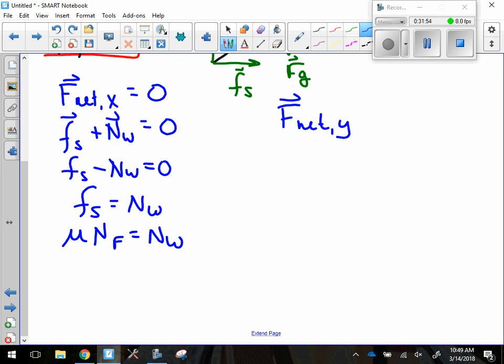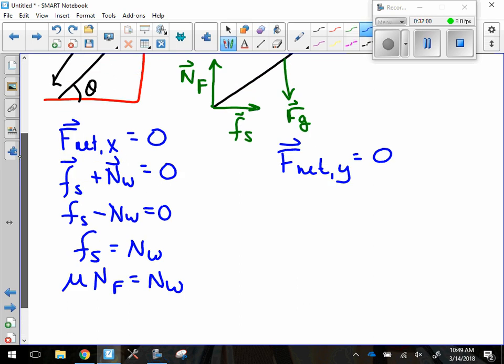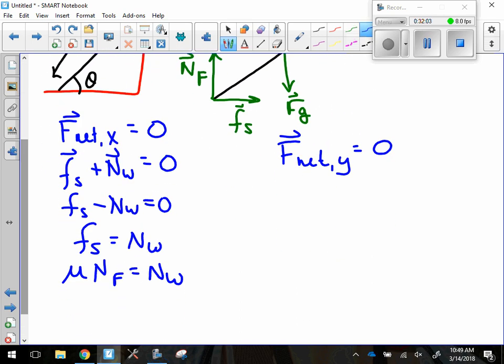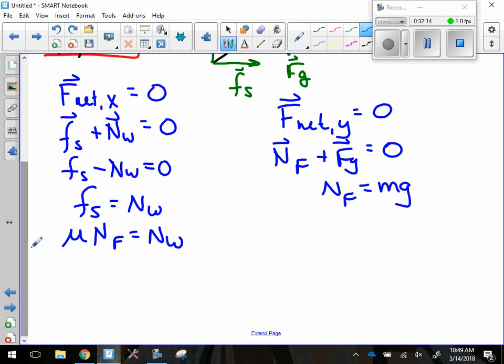I'm also going to do F net y is equal to 0. Give me something useful out of there. What's that going to tell me? Okay. Sure. The normal force from the floor equals mg, which is beautiful, except that I don't have an angle anywhere. Maddie, save us.